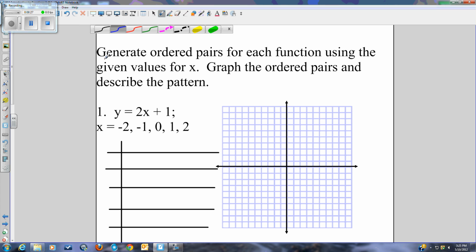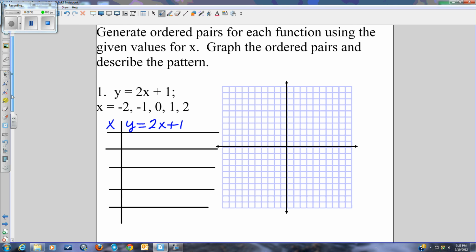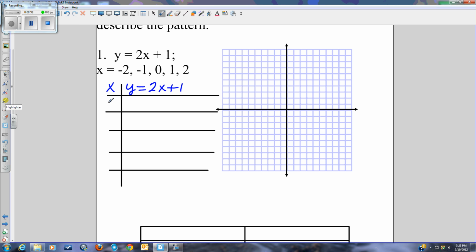So here's our x and our y. So it's just like what we did before, except the only difference is now we're going to graph them. So x is -2, -1, 0, 1, and 2. Let's plug those numbers in. So we have 2 times -2 plus 1, which gives us -4 plus 1, which is -3. And our ordered pair ends up being -2, -3.